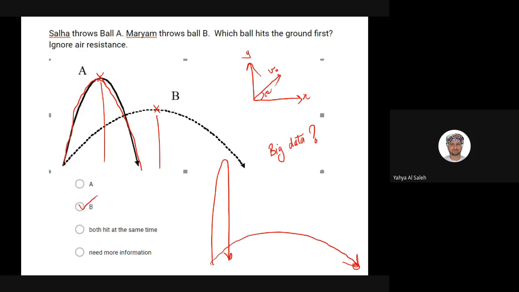When we are ignoring air resistance, that might make a big difference. And now you are coming to change your words. You are absolutely correct. The correct answer is actually B, and not need more information. So I did this on purpose. Okay. I did this on purpose.